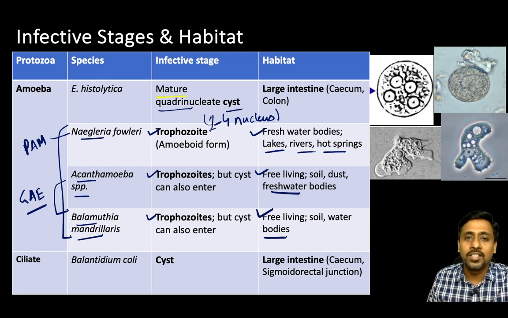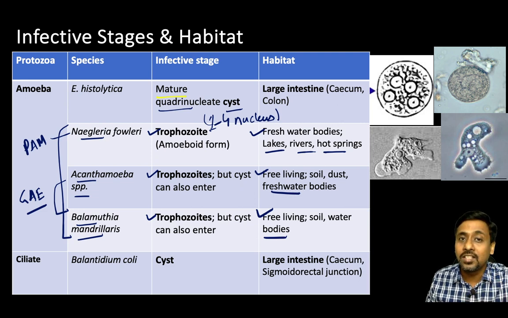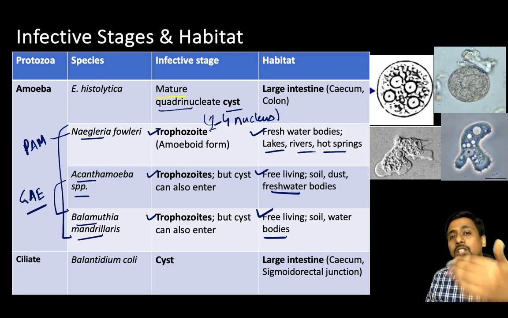Now it is easy to remember the habitats of free living amoebae and why the trophozoite is the infective stage. However, cysts can also enter through inhalation or ingestion, but the trophozoite is the only infective form. In Naegleria fowleri, if you remember, the trophozoite has two stages, the amoeboid stage and the flagellate stage. The flagellate stage is for transfer of the parasite from one water body to another.